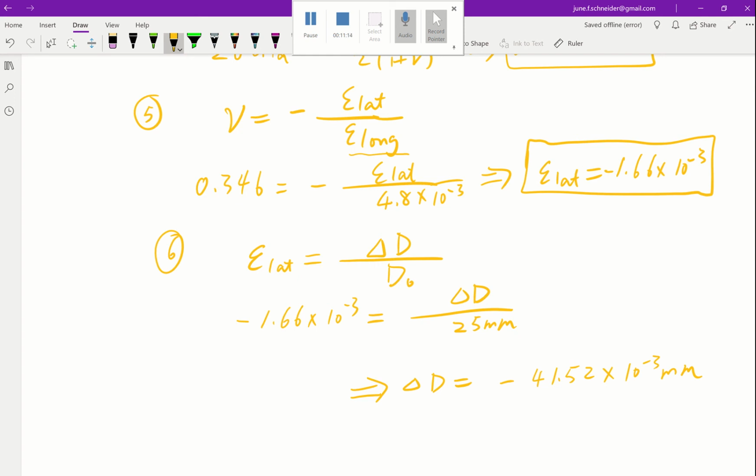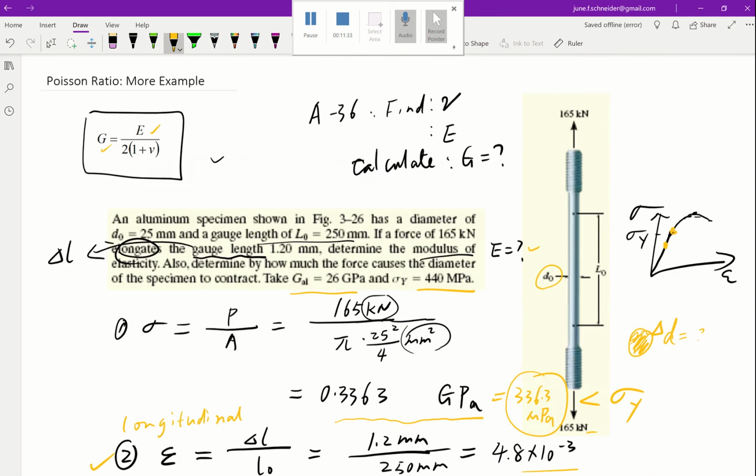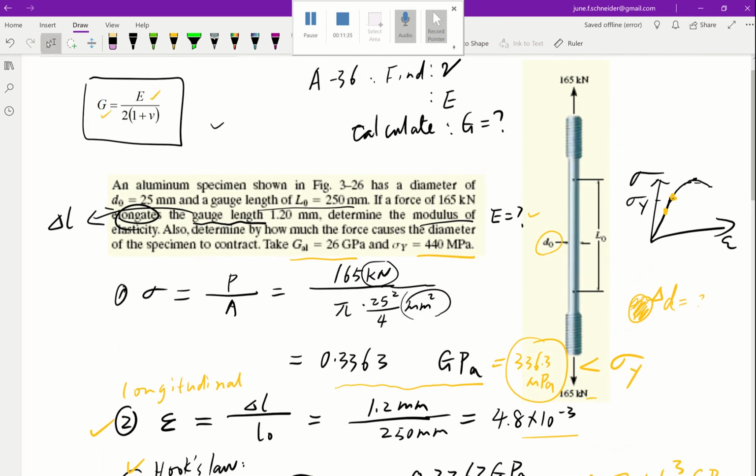This is a very small number. How about we change millimeter to micrometer? So that's negative 41.52 micrometer. That's the change in diameter. That's the last thing we need to solve, right? The change in diameter, how much the forces cause the diameter to contract.